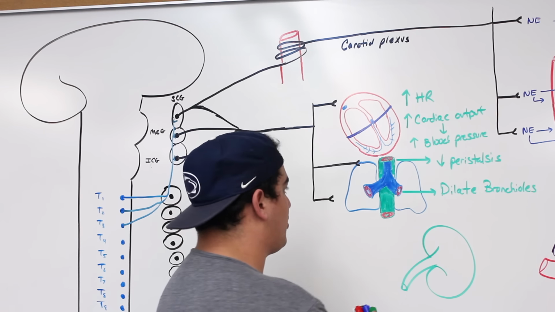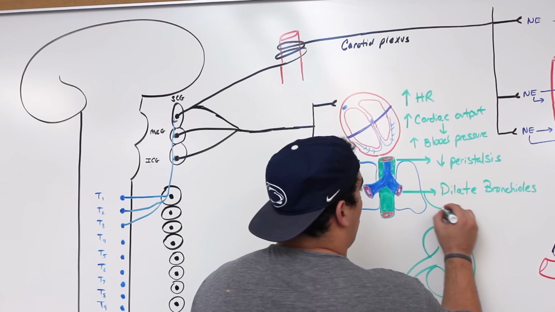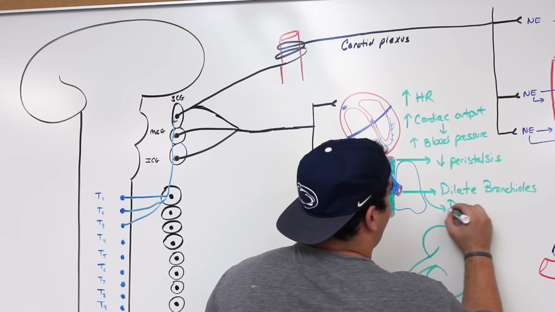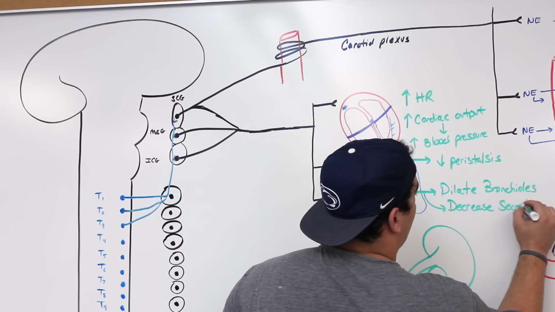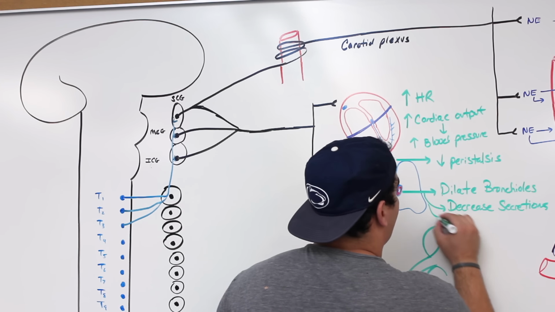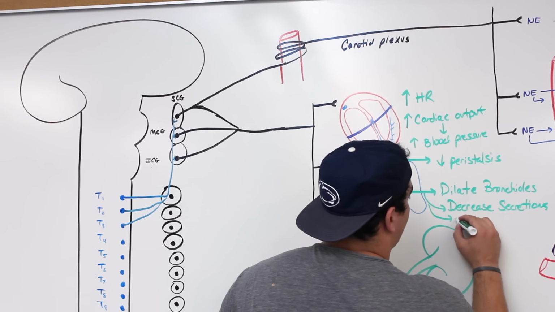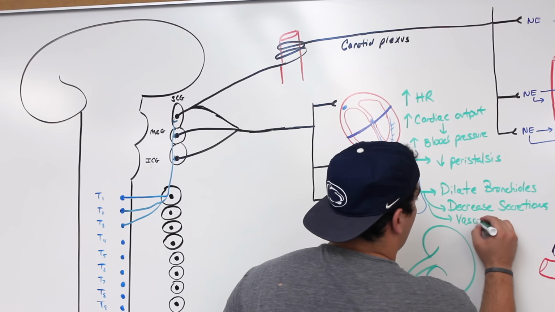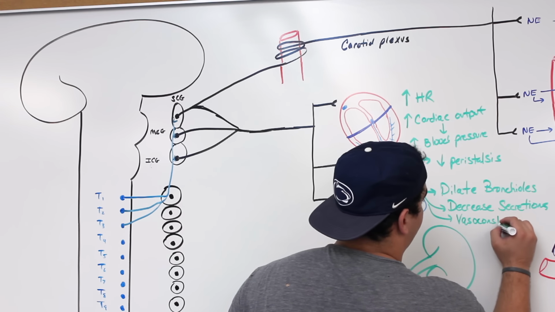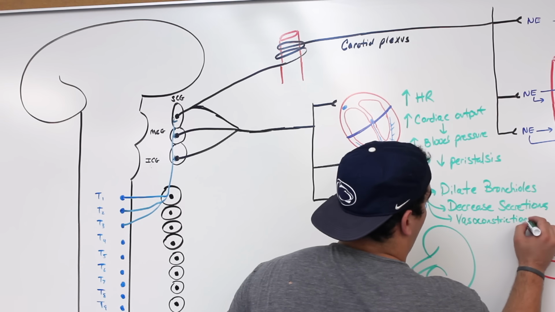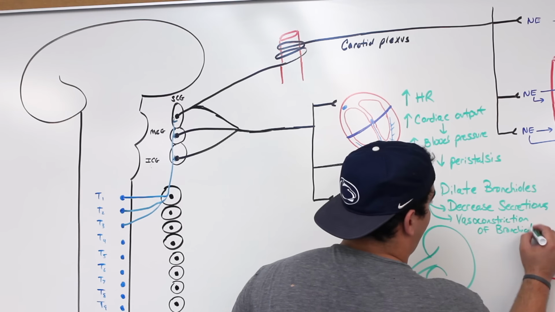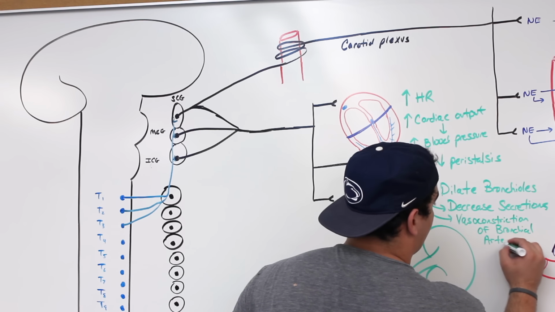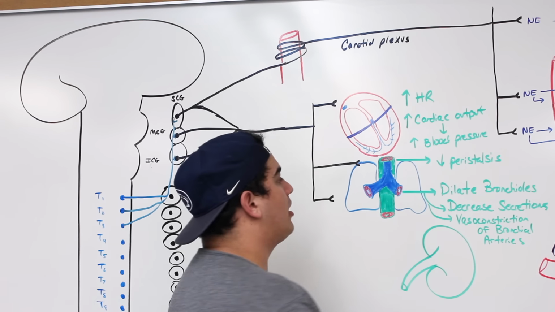So 2 things can also happen here. It's also going to decrease secretions by acting on the glands directly, and it's going to cause vasoconstriction of bronchial arteries. Make sure that you understand I'm saying bronchial arteries. I am not talking about the pulmonary arteries.